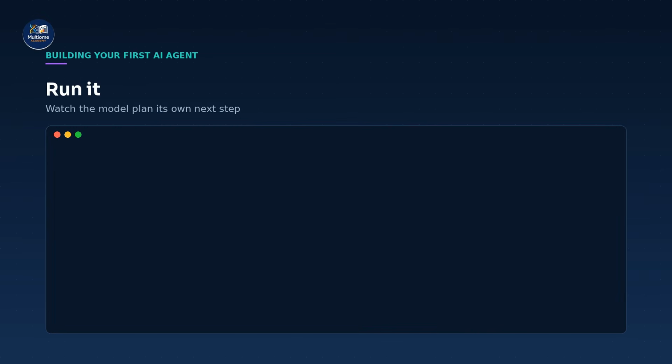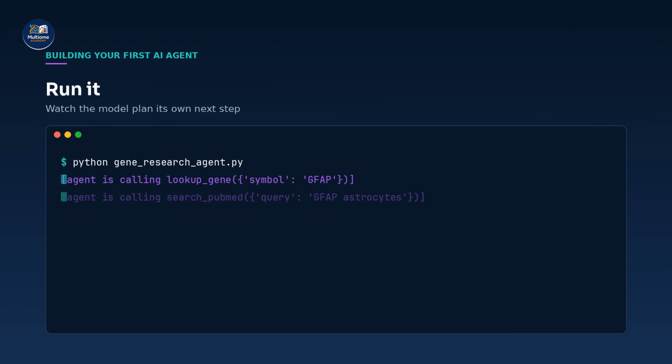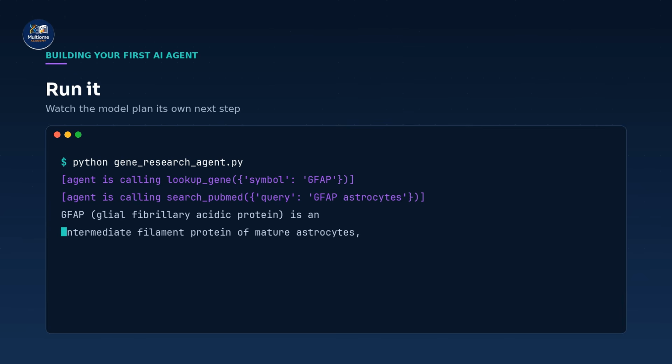Run it. First, the trace shows the command that started the agent. The model calls lookup_gene for GFAP. Then, unprompted, it also calls search_PubMed for recent literature. Now it starts writing the answer, grounded in that first tool's data, walking through the gene's function and location, down to the exact GRCh38 coordinates, and closing with the paper PubMed just returned. Nobody scripted that second tool call. The model decided it needed literature too, and planned that sequence itself.